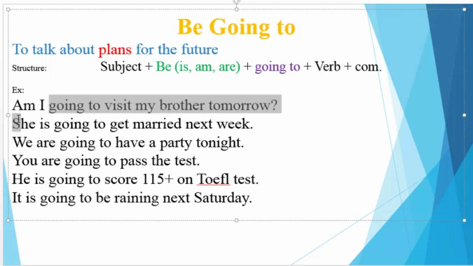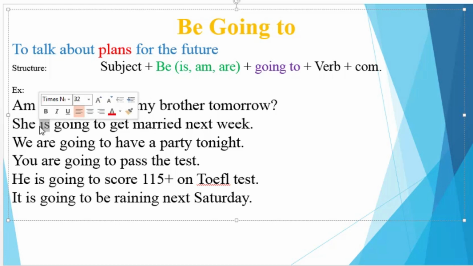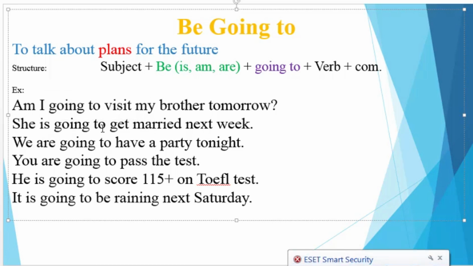For example, am I going to visit my brother tomorrow? She is going to get married next week. So now you can see that first we have a subject, she, then is, the form of the to be verb, then going to. Going to is the structure. Okay, going to is repeatedly used in all the sentences.